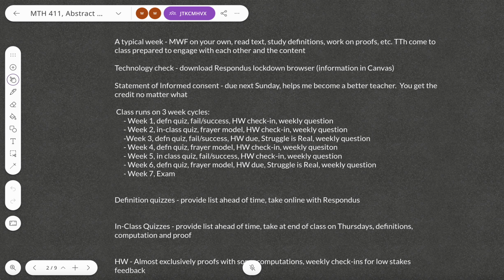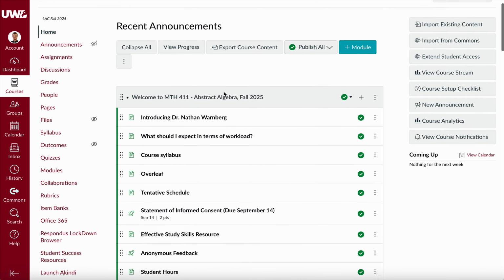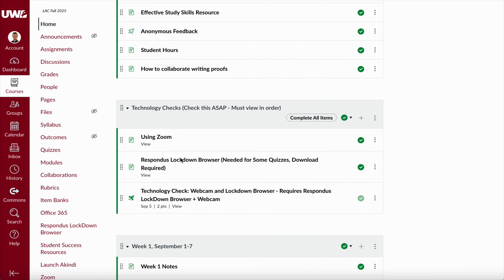I do want to talk about a technology that you're going to need. If you go to the Canvas course, the second module here, you're going to need to download Respondus Lockdown Browser. If you just click on this page, it'll bring you to the download. Just download the right one. And then once you have it downloaded, you should go and see if it actually works.